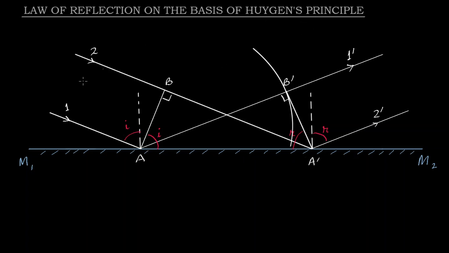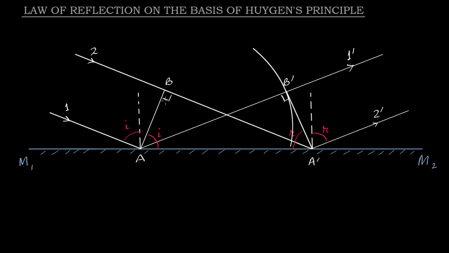Now in this ray diagram, as shown here on the board, you can see that AB is the incident wavefront. It is making an angle i with the mirror M1M2, so obviously the angle i is the angle of incidence. 1 and 2 are the corresponding rays that are perpendicular to the incident wavefront. We know that the rays of light are always perpendicular to the wavefront that they represent.